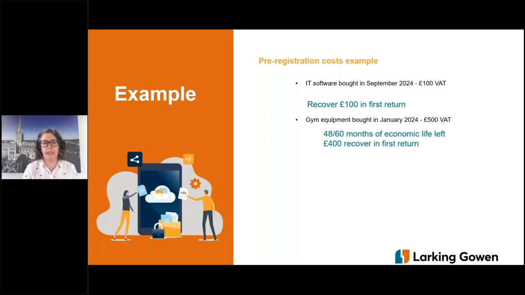So for the services, software, we can recover £100, all of that VAT that we incurred, because it's within the 6 months. For the gym equipment, the goods, we're going to have to do that time apportioning that HMRC's guidance told us we need to do. So we work out on a monthly basis how much of the economic life is left. In this case, it's 48 months out of the total 60 potential months of economic life, and we claim that fraction of the VAT that was incurred. So that gives us £400 of VAT to recover in the first month.